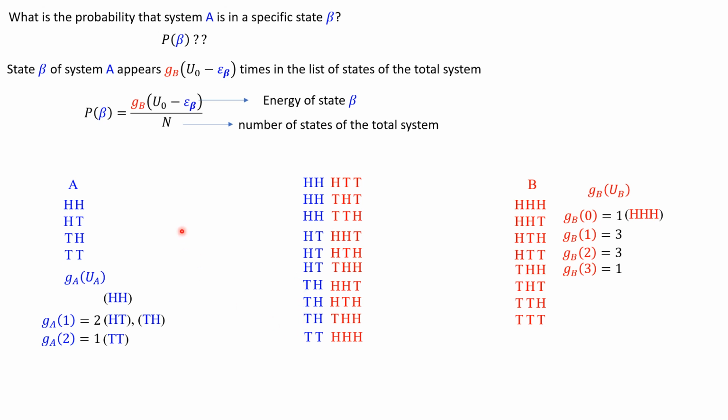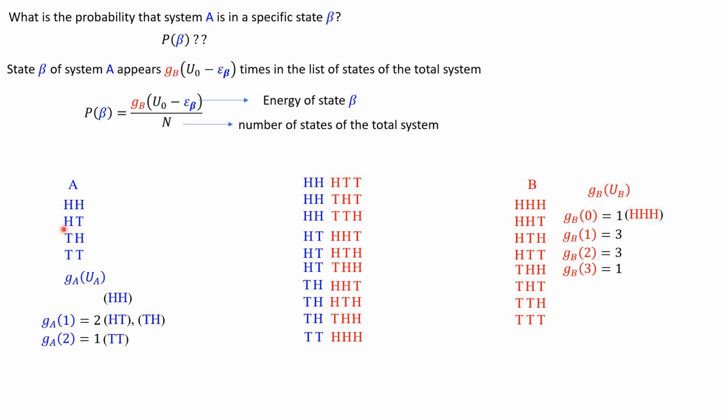If we ask, what is the probability of finding the state HH in this list? The answer is 3. So 3 out of 10 states will have system A in the state HH. So the answer is 3 out of 10. So GB of U naught minus the energy of the state HH is 3.